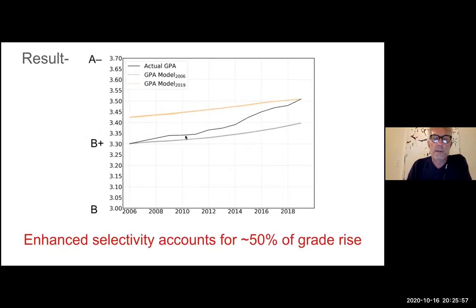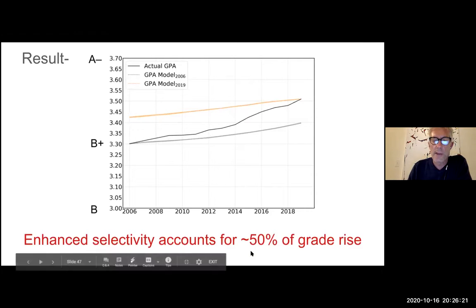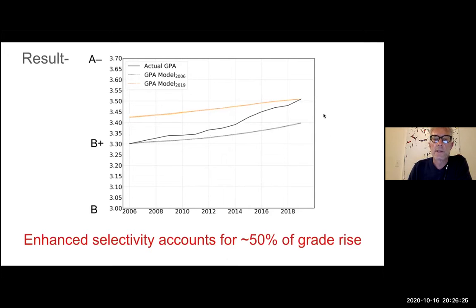And so here's the answer. The actual grade rise as a function of year is this black line. And it goes up a little over 0.2 in 13 years. And our model running forward is shown by this gray line. And you see that it rises about 0.1. So we would argue that about half of the rise in grades on campus is due to just increased selectivity.